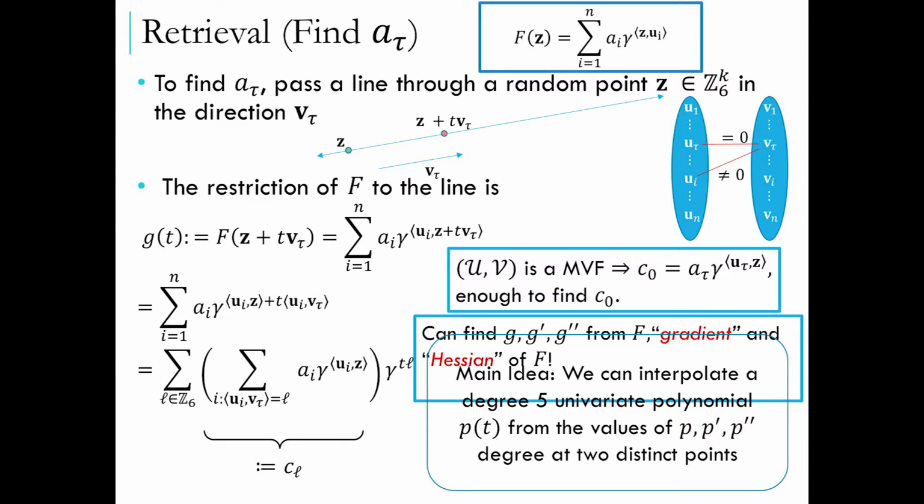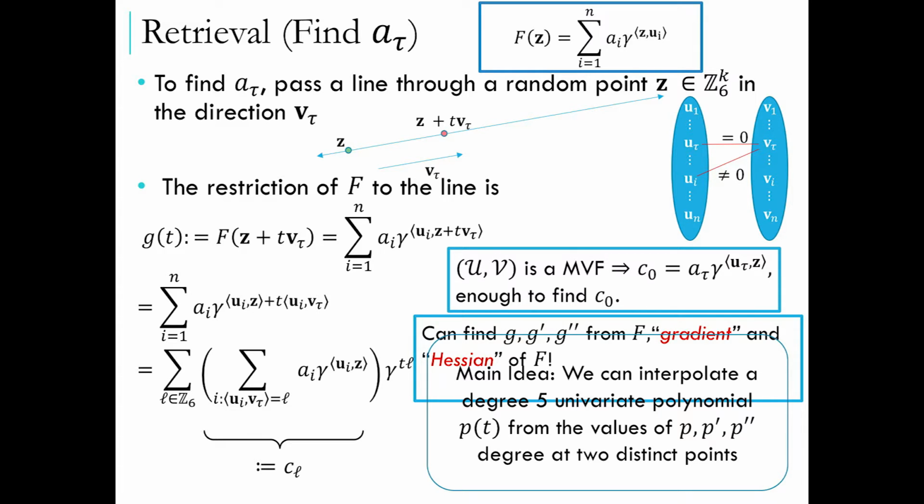Okay, so how does the retrieval step work? Let's say the user is interested in finding the bit a tau. Recall that f of z is defined as the summation of ai gamma raised to the inner product of z and ui. To find a tau, the user passes a line through a random point z in Z6 to the k in the direction of v tau, the corresponding right matching vector. So he samples a random point inside Z6 to the k and passes a line in the direction of v tau to find a tau.